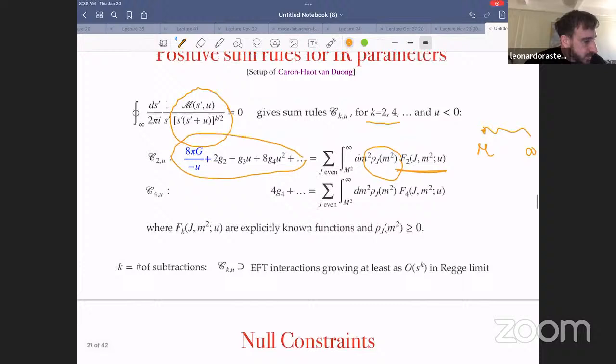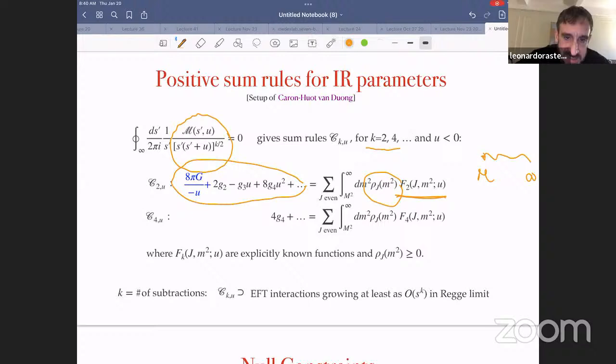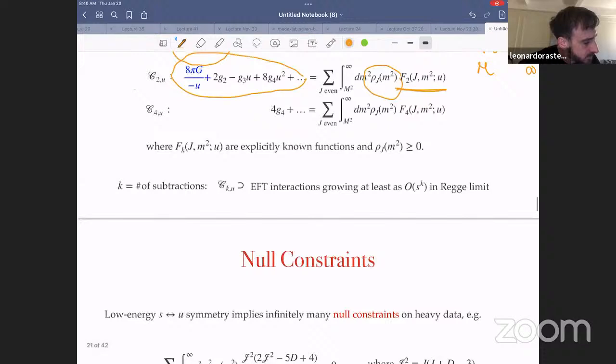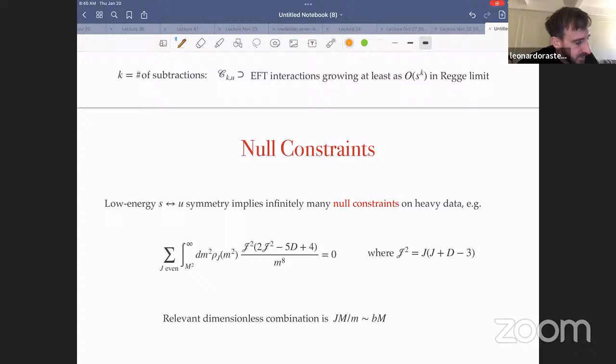It turns out that since we broke the crossing symmetry between s and u by writing a fixed u dispersion relation, there are secret relations that you do not quite see immediately. So the point is that there are multiple ways in which you can express the same low energy coupling in terms of these high energy sum rules. And those are known as null constraints. In other terms, low energy crossing symmetry imposes certain constraints just among the heavy data. This is not very surprising. The heavy data are essentially given by light-light-heavy three-point couplings. And so the fact that low energy crossing symmetry would impose constraints among them is not surprising. And this is an example of such a constraint.